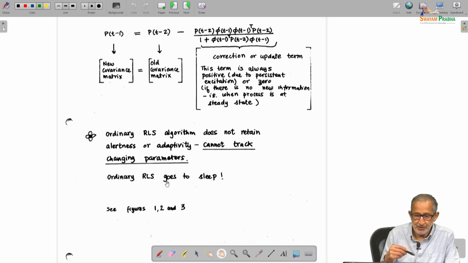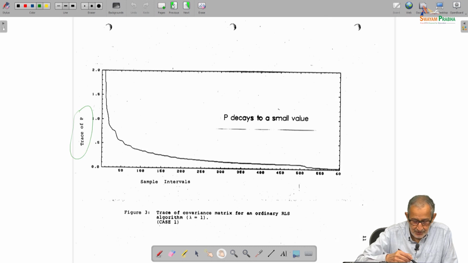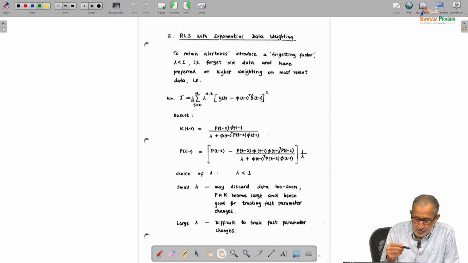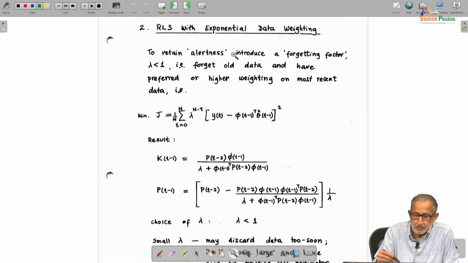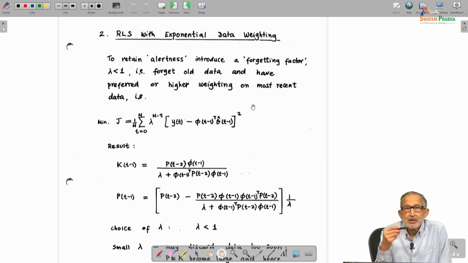So let's look at this in figures 1, 2 and 3. Well, I think we already did look at this, figure 3 and figure 1. So we're going to now change, let's modify the algorithm slightly.